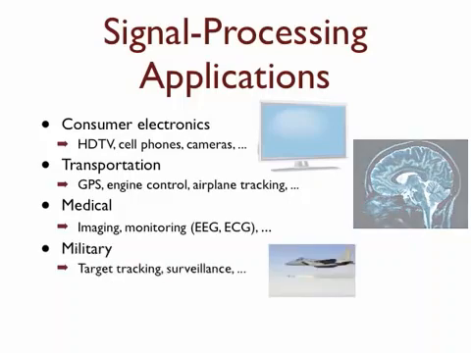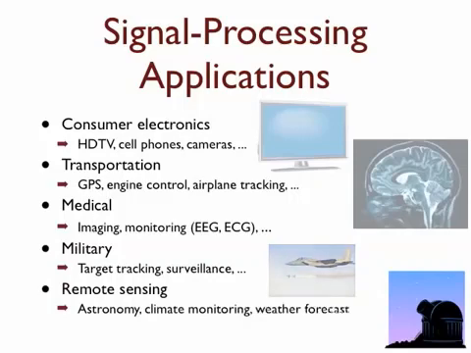The military was one of the first developers and adopters of signal processing, particularly around the use of radar systems for detecting aircraft or missiles. And then remote sensing is another area. For example, in astronomy, there's a lot of signal processing involved in both producing images as well as interpreting them. And the list could go on and on.